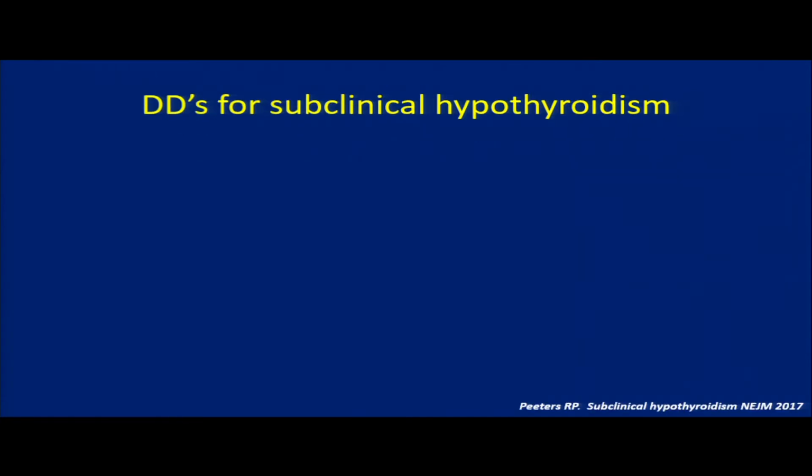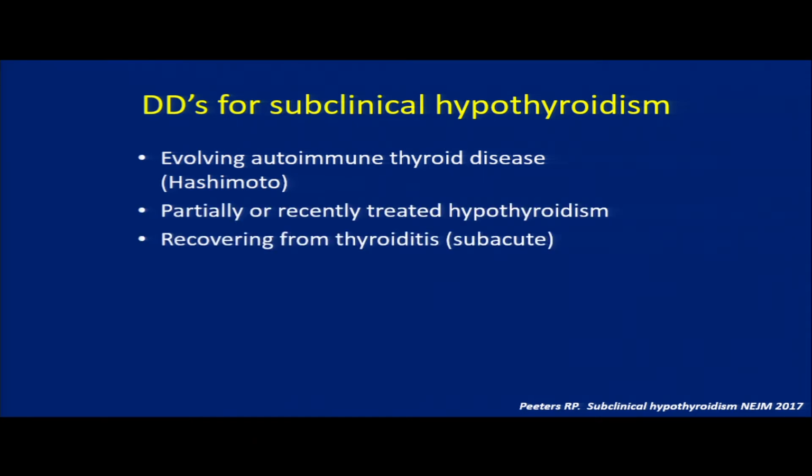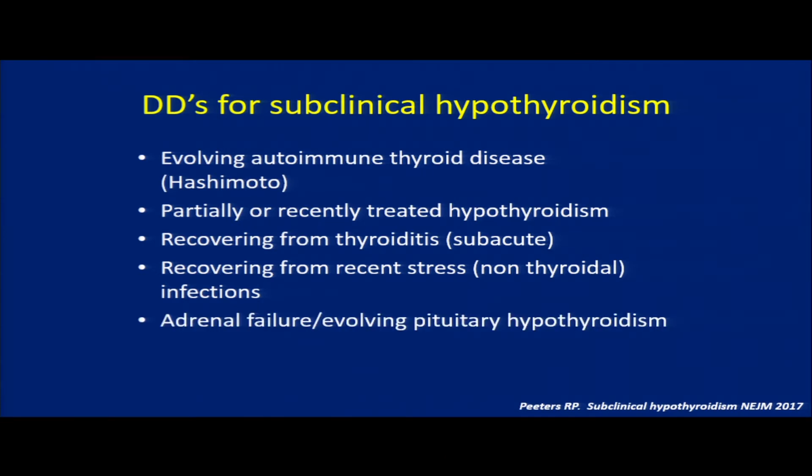The differential diagnosis of this kind of a report where the T4 is normal but the TSH is mildly elevated includes the first one which we all are interested in, the autoimmune hypothyroidism in its evolving phase. I want to pick up that patient who will develop overt hypothyroidism over the next few years so that I can treat her now. That's the first one. However, host of other conditions like partially treated ones, recovering from thyroiditis, recovering from recent stress, very common. Recent viral infection, thyroid test done, TSH can be elevated.